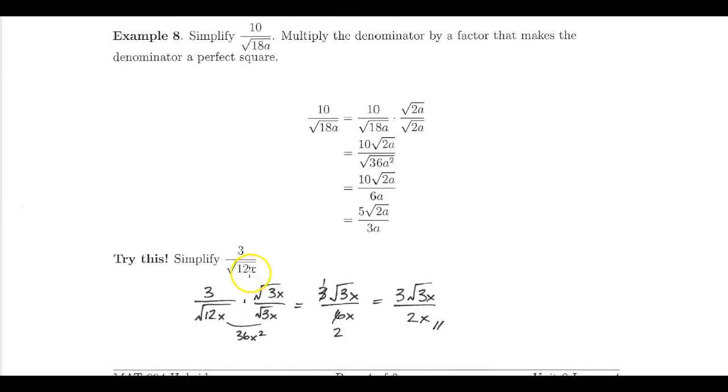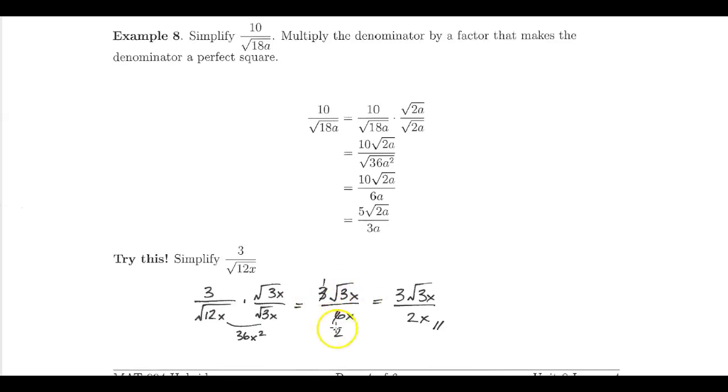So 12 times 3 is 36, and x times x is x squared. So multiplying this expression by root 3x over root 3x, we get the square root of 36x squared in the denominator, which gives us 6x. So if we multiply the numerators, we get 3 times the square root of 3x.